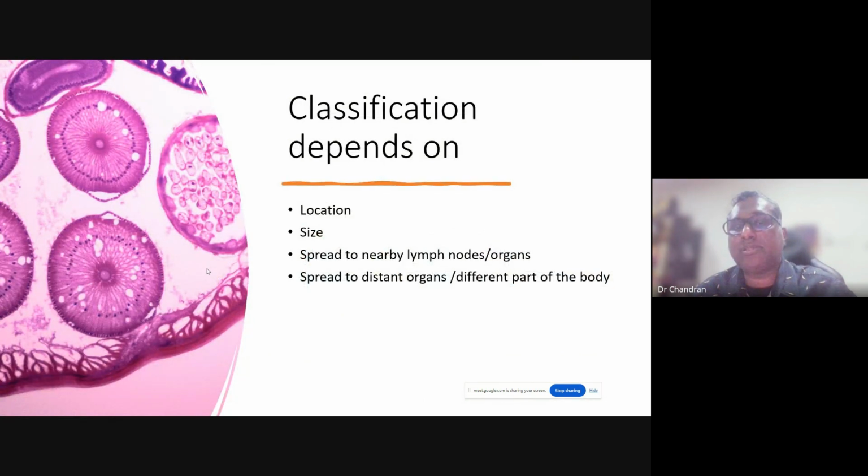So the staging depends on where it is, what size it is, whether it has gone to the nearby organs, or how far it has moved from one area to another. For example, if the tumor starts in the lung but has already spread to the brain, then automatically we know this is a very aggressive tumor that has already started spreading, so it has a higher stage. If it is just in one area, very small, very confined, then we know it is in a lower stage. So that's what I mean by staging depending on these few things we look at.